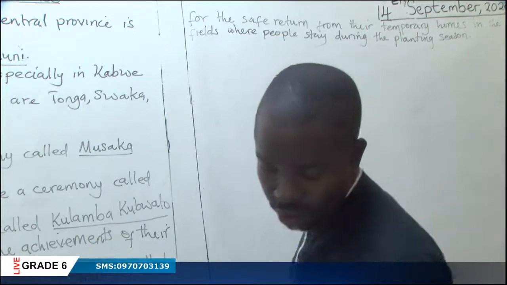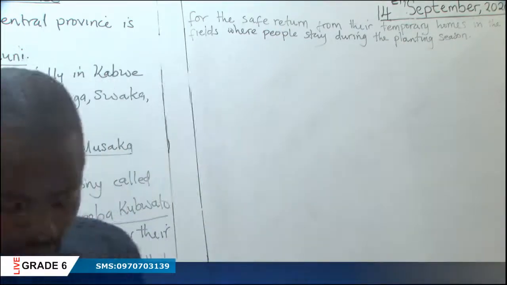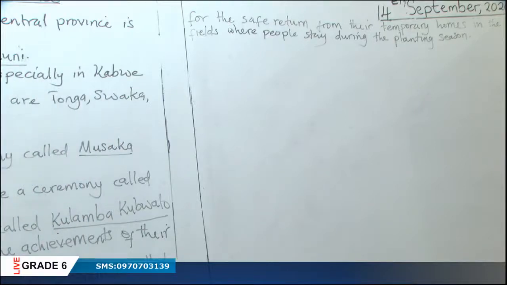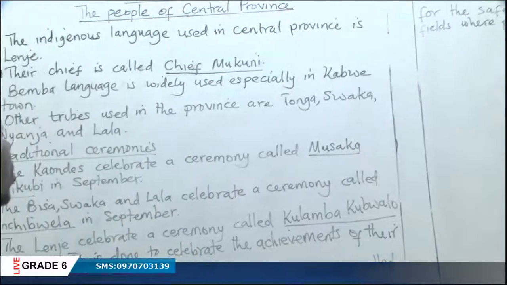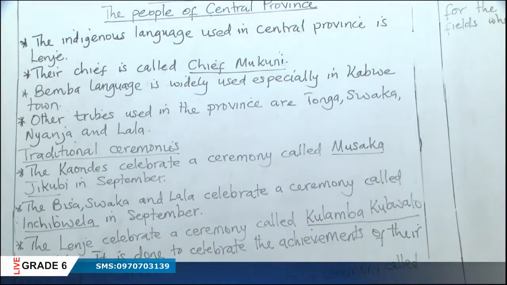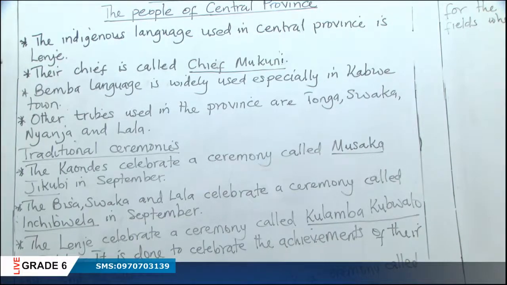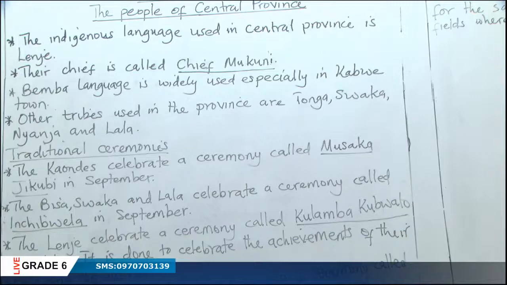All right, so that's it, boys and girls, for the people of Central Province. Let me explain the notes one by one. The indigenous language used in Central Province is Lenje. Boys and girls, if we talk about the word indigenous, what does it mean? It means that this is the main language found in Central Province, or these are the main people of Central Province, and they use the language Lenje.